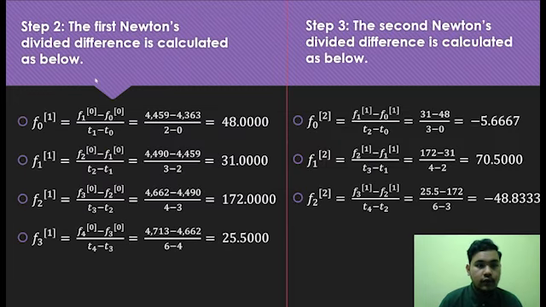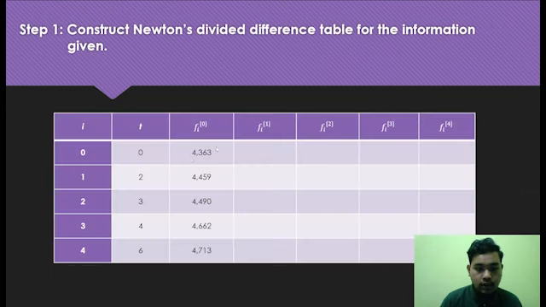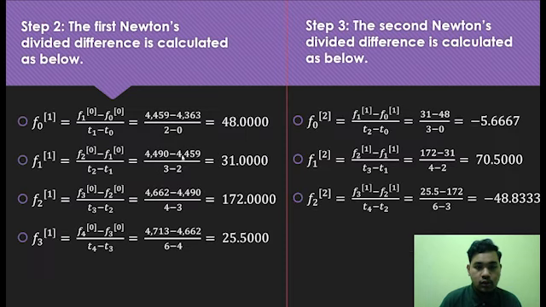For the first Newton divided difference, we use the formula F01 equals F10 minus F00, divided by T1 minus T0. For the data here minus here, divided by 2 minus 0, we get the answer 48. Same as before, just use the formula, so we get the answer 31. F21 equals 172 and F31 equals 25.5.